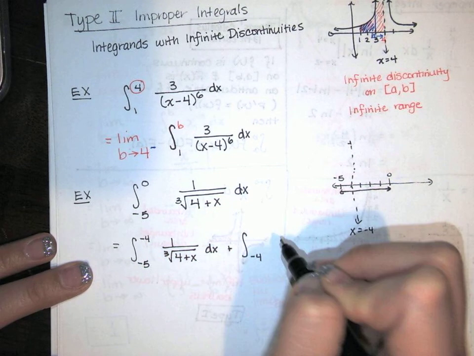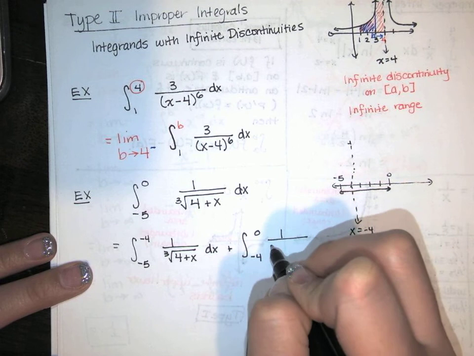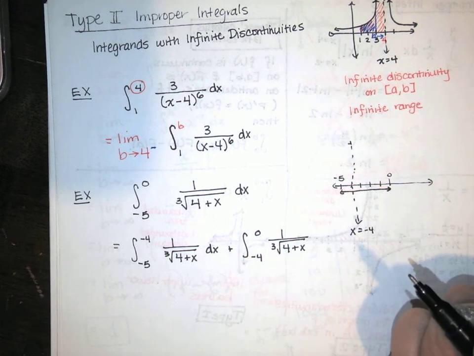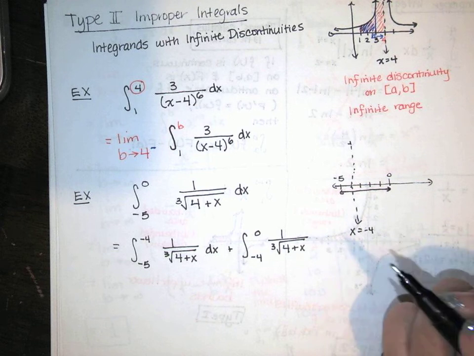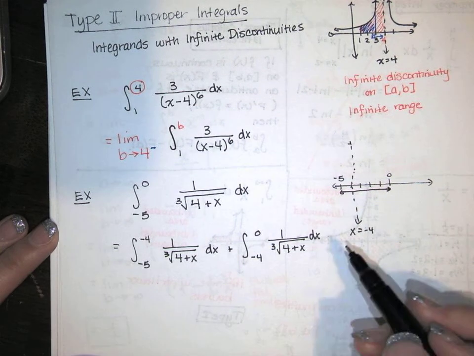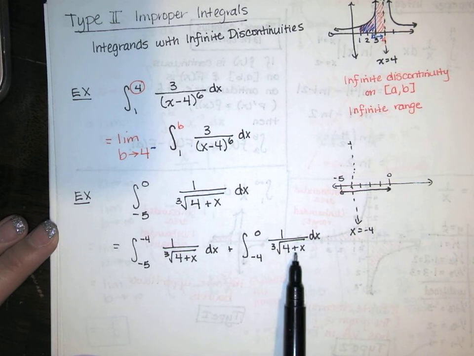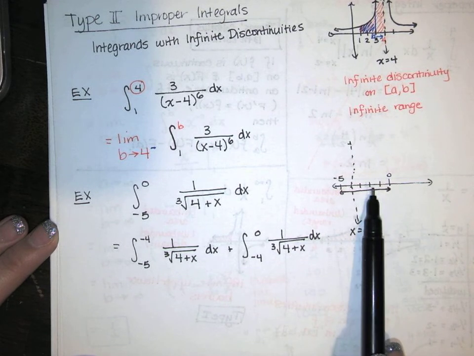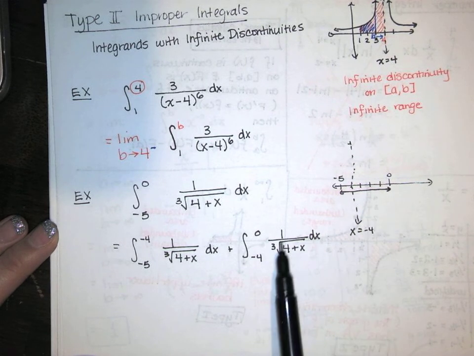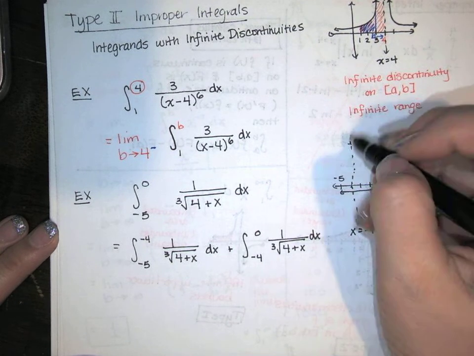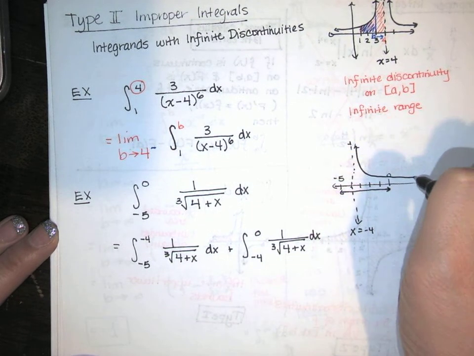Plus the integral from -4 to 0. The integrand does not change. And actually, I believe if we are greater than -4, we have a number over here, like let's say -2. That's going to be a positive number. 1 over the cube root of a positive number is positive. So it's actually going to look a lot like the 1 over x graph.